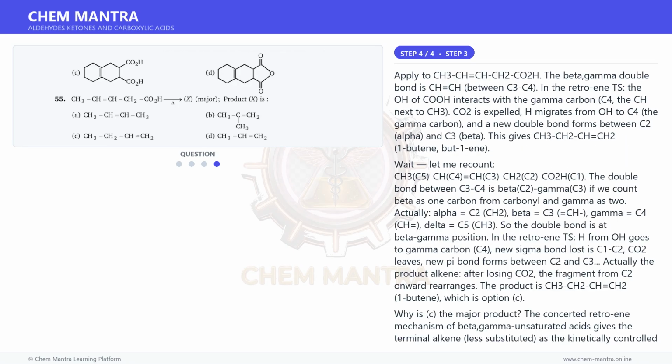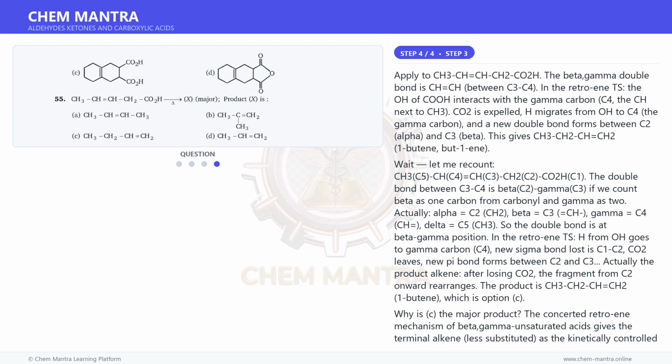And for the final step, apply to CH3-CH=CH-CH2-CO2H. The beta-gamma double bond is CH=CH between C3, C4. In the retro-ene, the OH of C1 interacts with the gamma carbon, C4, the CH next to CH3. CO2 is expelled, H migrates from OH to C4, the gamma carbon, and a new double bond forms between C2, alpha, and C3, beta. This gives CH3-CH2-CH=CH2, 1-butene, but wait.